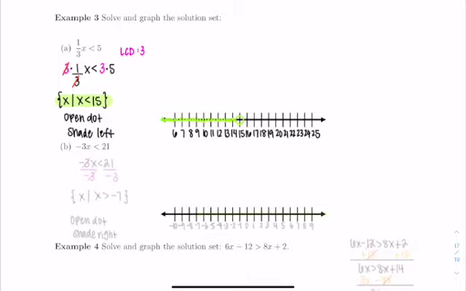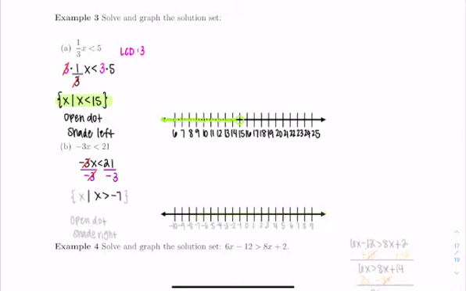Let's go ahead and try another one. We have negative 3x is less than 21. So to undo the multiplication, we're going to divide by negative 3. Now because I'm dividing by a negative 3, the sign needs to flip. So it's not going to be less than anymore. It's going to say x is greater than negative 7.